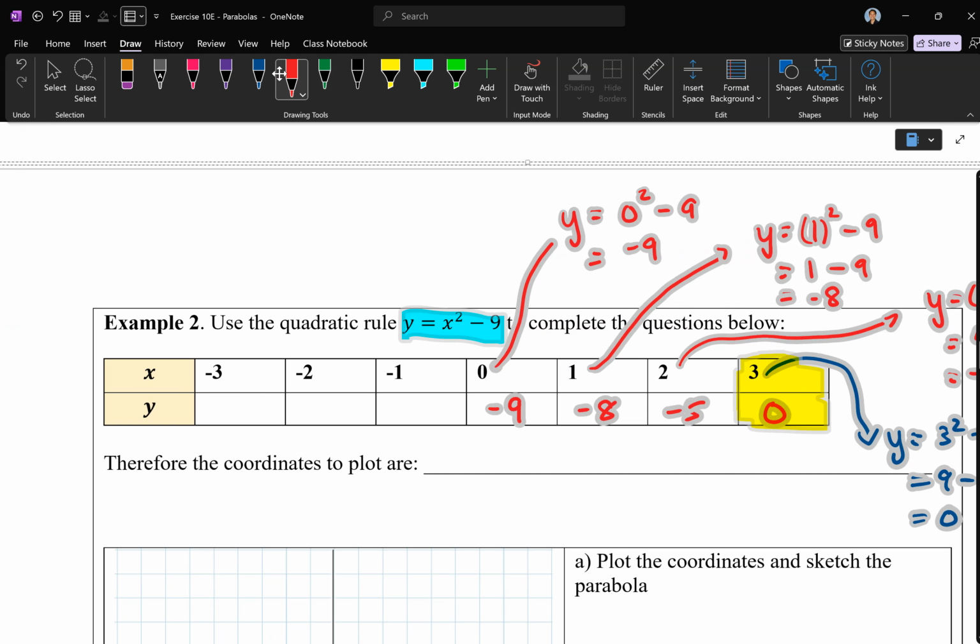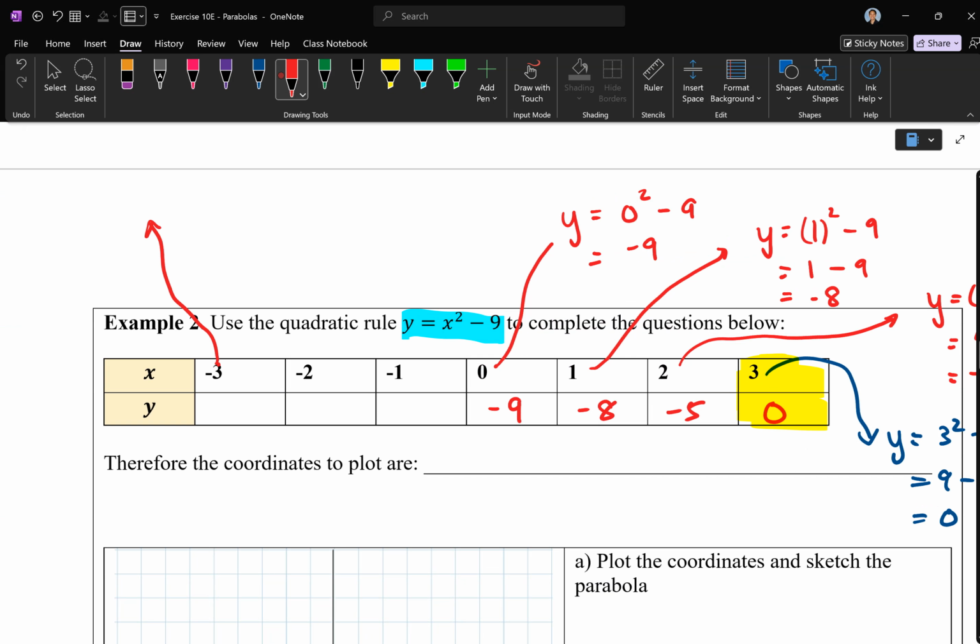What happens when it is negative 3? So same thing. y is equal to negative 3 squared minus 9. Now what's negative 3 squared? 9. And so 9 minus 9 gives you 0. So we know this is 0. What you'll likely see, there should be a pattern that starts to appear. Because remember, it's meant to be symmetrical, right?